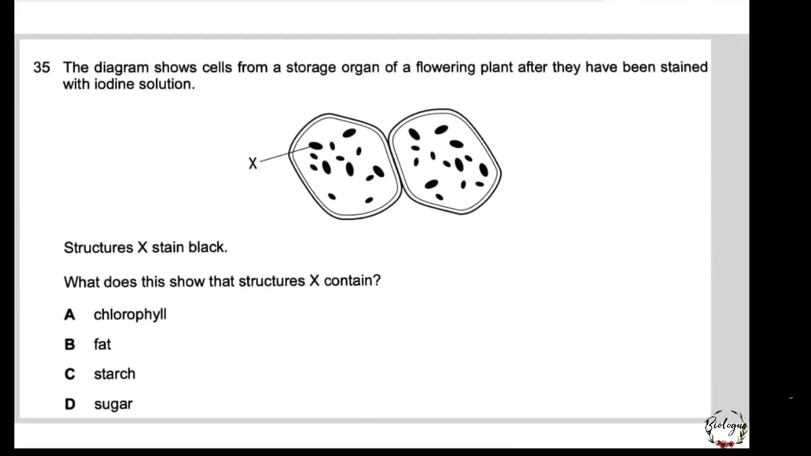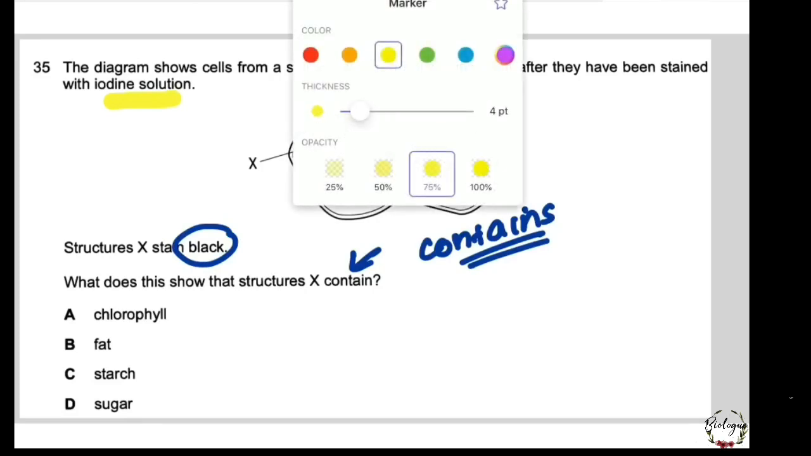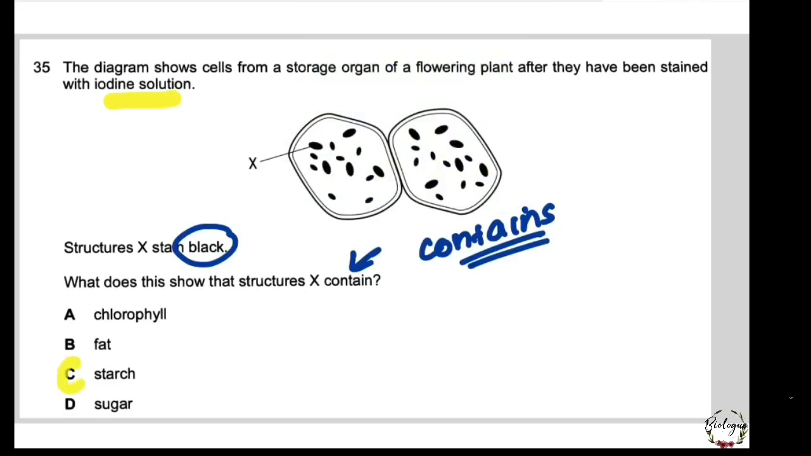The next question is that the diagram shows cells from a storage organ of a flowering plant after they have been stained with iodine solution. The fact that it is iodine solution is very important. This is stained black. What does it show that the X contains? Now remember, the key word here is contains, not what structure X is, what it contains, which means that the answer will be starch. Why? Because when there is a presence of starch, when tested with iodine solution, the color changes from brown to blackish purple. So that is the color change that we're able to see over here.